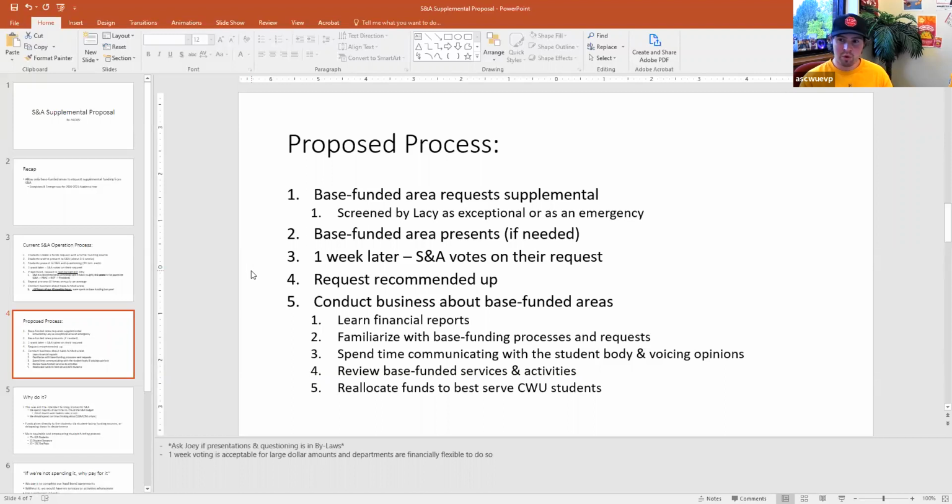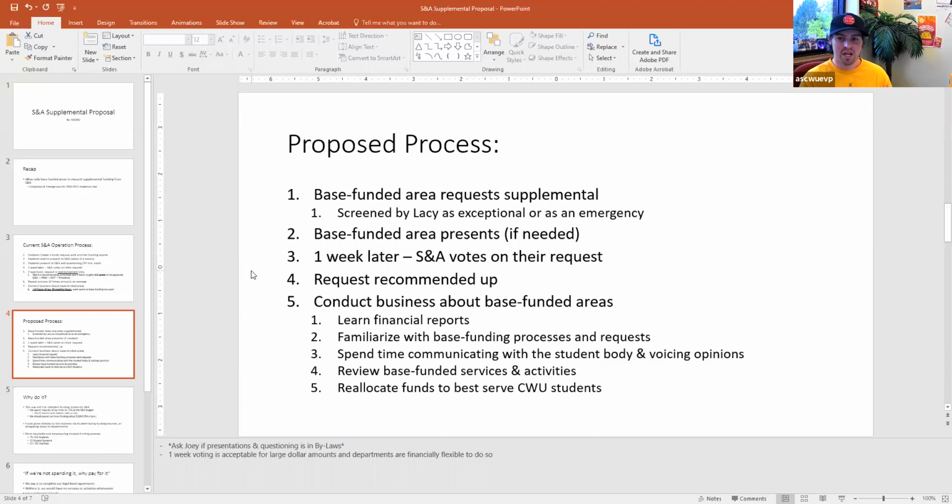And then 5, with doing that, we limit our requests, or they're more substantial, and it allows us, instead of hearing 60-plus student orgs or students, to have more time to conduct business about our base funded areas. So that's the more substantial part of S&A, and really what this year is going to be about, especially. With that, we can really prioritize learning our financial reports. We don't just have to spend 1 week of training like we did. We can spend more time familiarizing ourselves with the reports, as well as the processes and the requests that come.